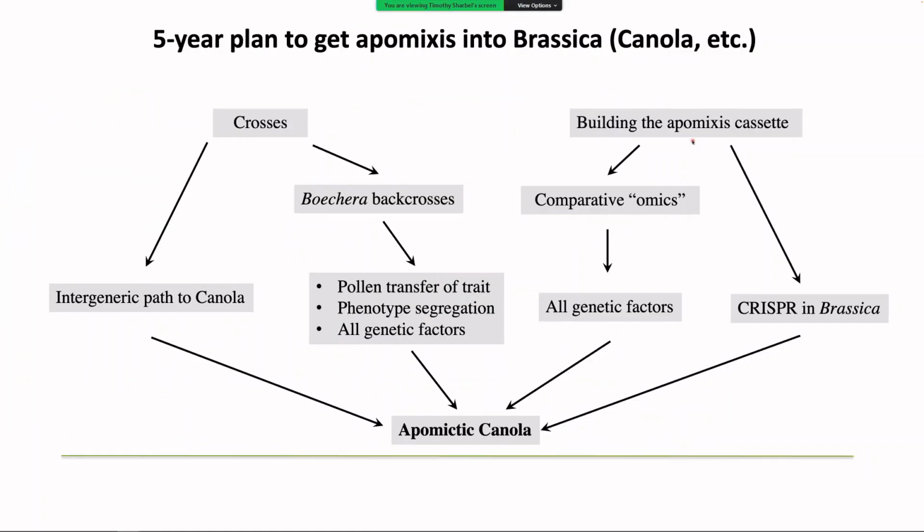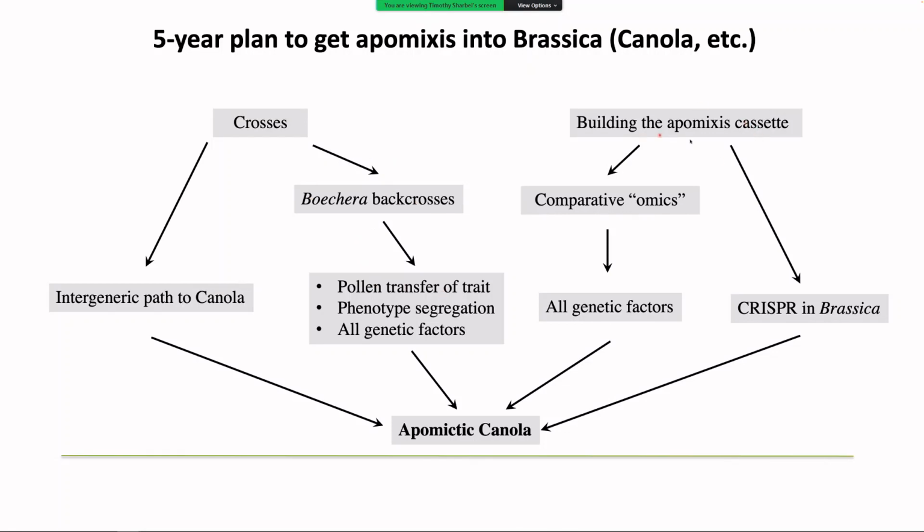So very quickly, we're working on a 5-year plan to get apomixis into Brassica. I'm in Saskatchewan, obviously, and canola is a huge crop here. So we've been funded by the canola researchers and farmers, and we've also been funded by the government. I'm just going to show you 2 parts of this pathway to get to canola. We've got crosses going on one hand, and they're both interspecific and intergeneric crosses. We've got backcrosses going on between sexual and apomictic Boechera.